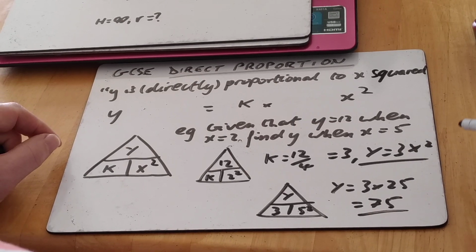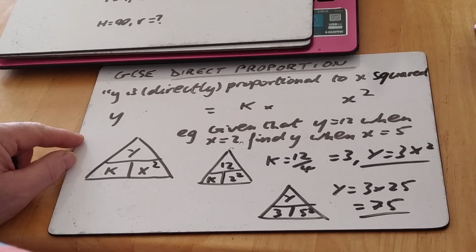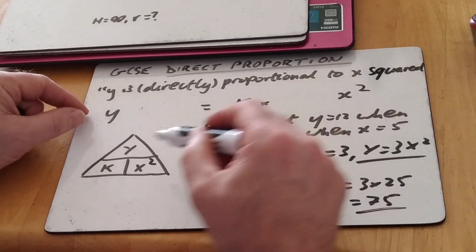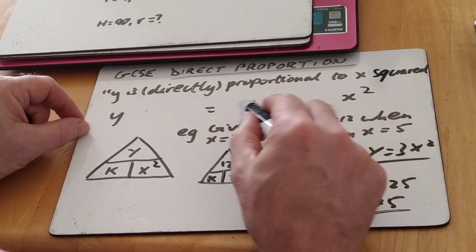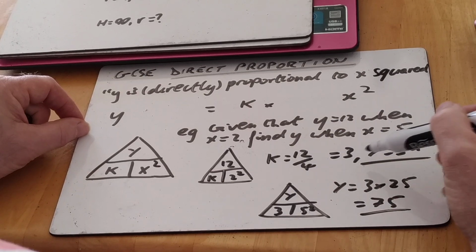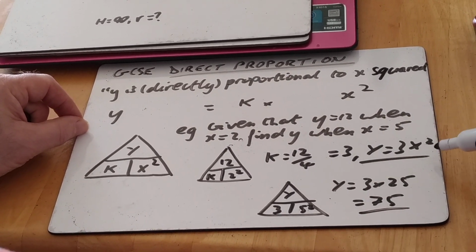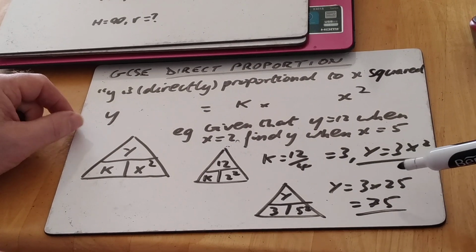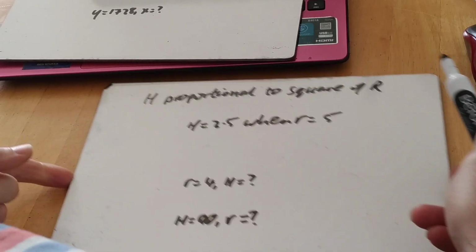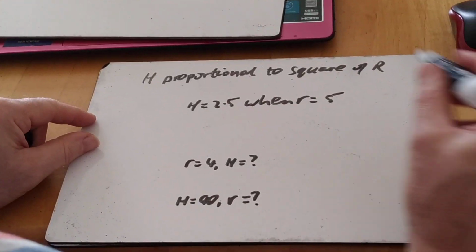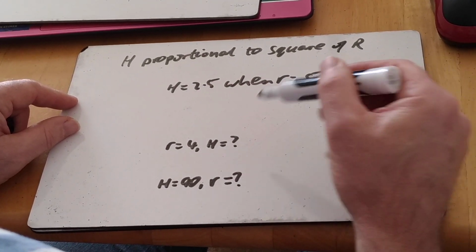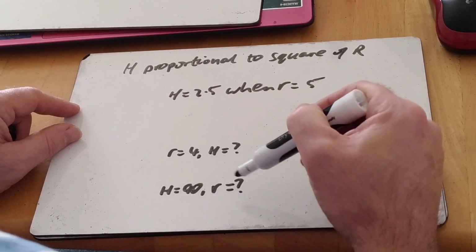Okay, so a different answer because of the different wording there. So all we're doing is taking the sentence, turning it into algebra shorthand, setting up our triangles like this because it's a product, k times something or other, finding the k, rewriting it if it wants the formula, and then using it to find whatever it wants afterwards. So, second example: h is proportional to the square of r. We're given that when h equals 2.5, r is 5. It wants the equation that links the two, and then to find h when r is 4, and find r when h is 90.